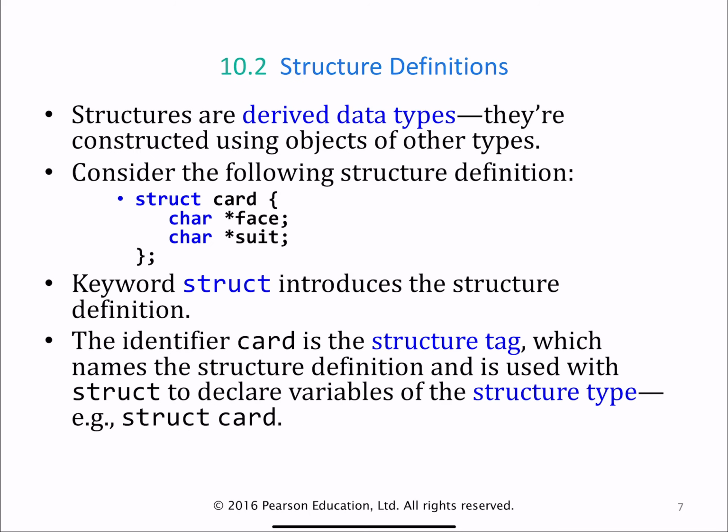And here's a look at a very simple example of a structure. Structures are basically derived data types. They're constructed from objects, variables, often of simpler types. So here's an example. This is an example of a structure called card, and within it are two character pointers. One is called face, another one is called suit.